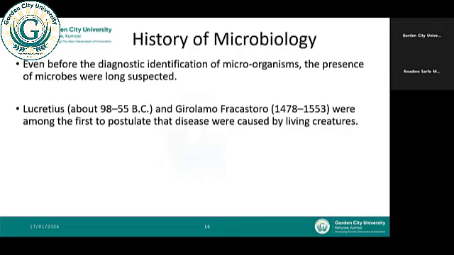So before the identification of these microorganisms, they suspected their presence, but they could not prove it. They didn't have the instruments to actually let people realize that microorganisms were present. So as far back as 55 BC, Lucretius and Girolamo Fracastoro were saying that these diseases were caused by living creatures.